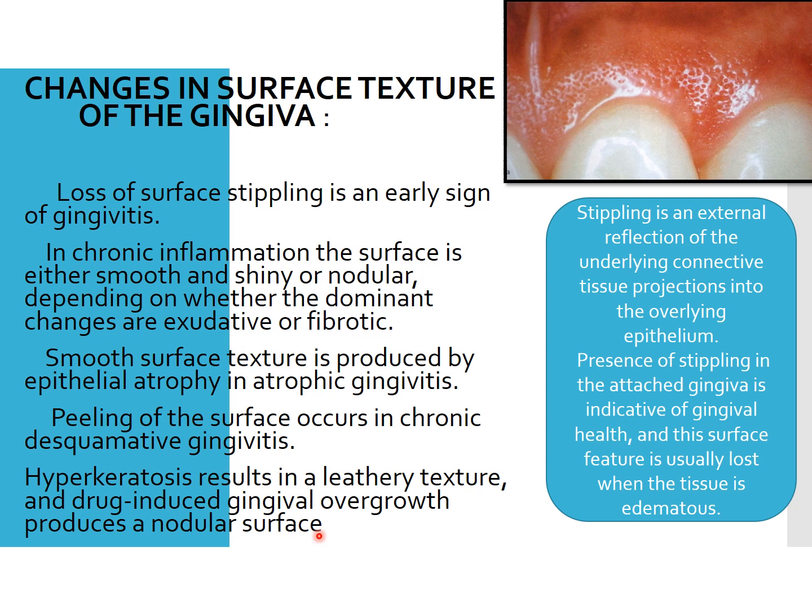So normal will be stippling, loss of stippling in chronic inflammation, usually you will get a smooth surface in atrophic gingivitis, peeling of the surface you can see in desquamative gingivitis, and leathery texture you can see in drug-induced gingival enlargement.